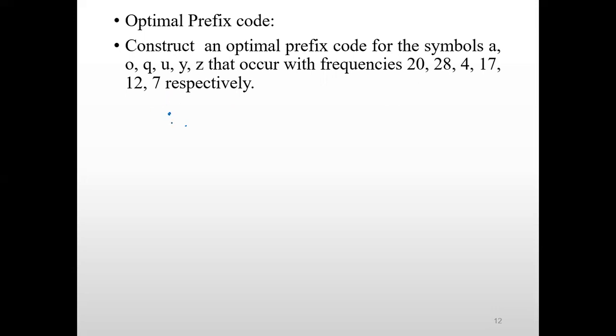So Q has the minimum weight 4, and next we have Z with the weight 7, Y with the weight 12, and U with the weight 17, A with the weight 20, and finally we have O with the weight 28. Now we did the arrangement, that is, in ascending order.